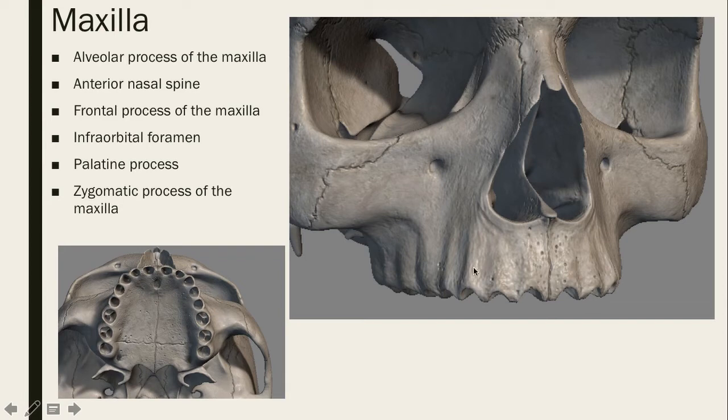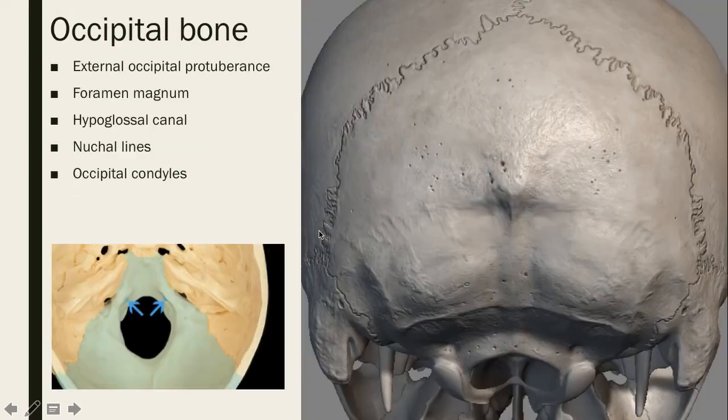The infraorbital foramen are right here underneath the eye sockets. There's 2 of them. The palatine process you can see only from underneath. It's this big section right here, basically what you would call the roof of your mouth. The zygomatic process of the maxilla, just like the frontal process, except it's right before the maxilla meets the zygomatic bone, so we call it the zygomatic process of the maxilla.